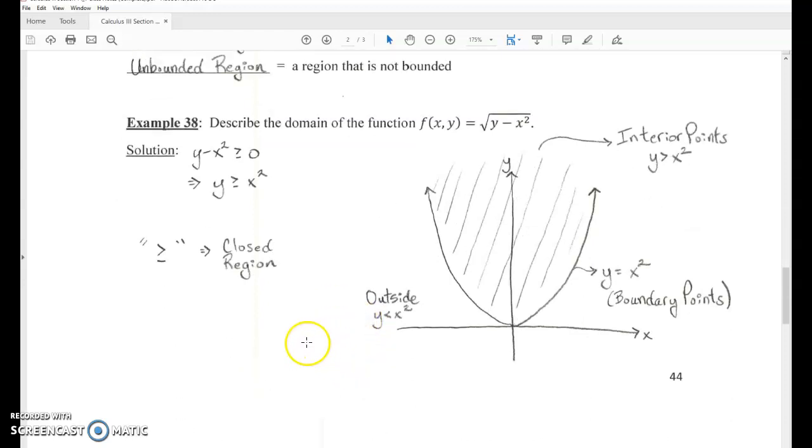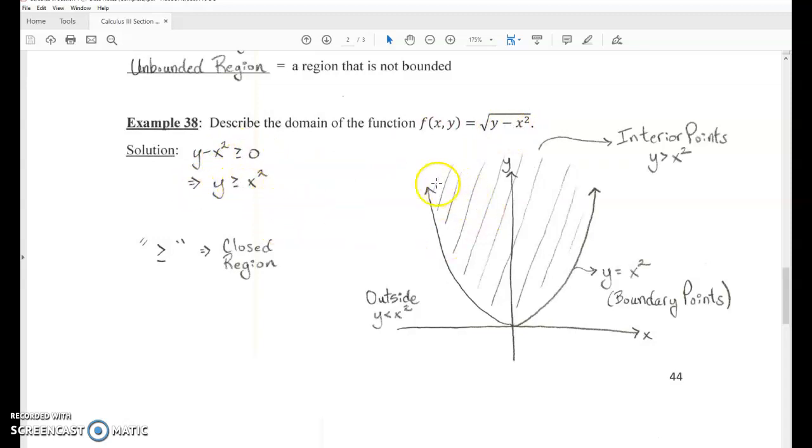Now, as an example, go back to our function that we talked about on the previous page to find the domain. I just want to get a little bit more precise here. So we have f of x y, or z, equals the square root of y minus x squared. So we said, well, what's the domain of this? Again, the natural domain is just that whatever's inside this square root has to be positive or 0. So y minus x squared has to be greater than or equal to 0, which means y has to be greater than or equal to x squared.